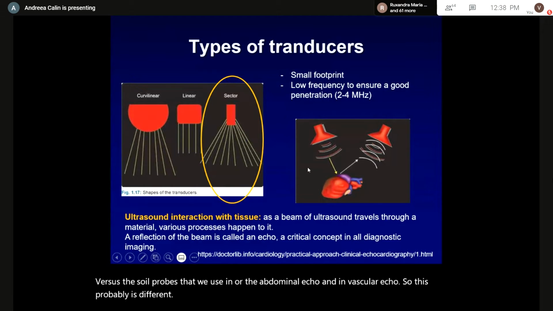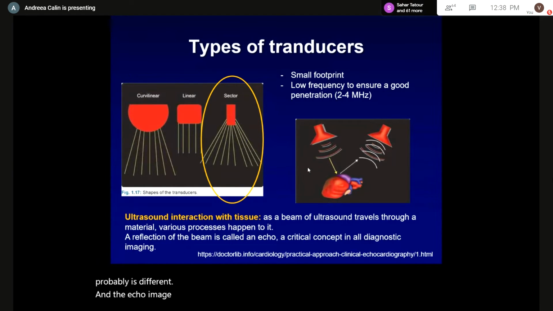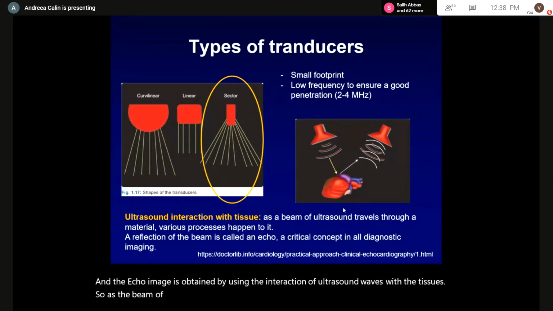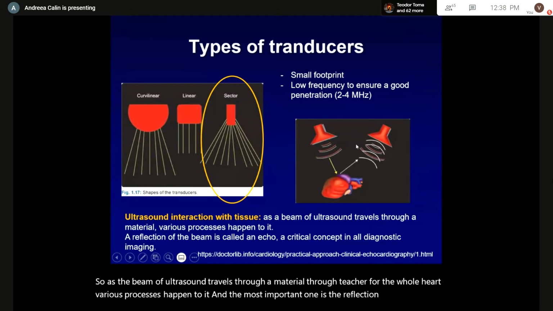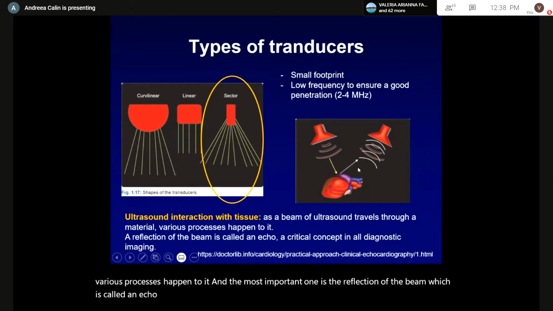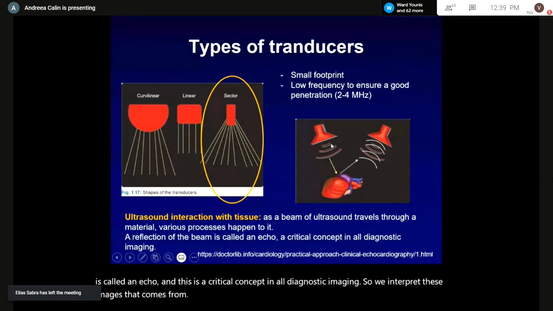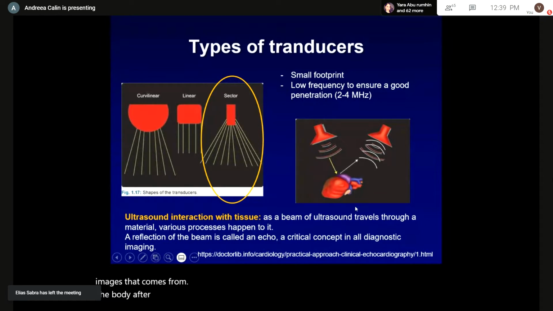And the echo image is obtained by using the interaction of ultrasound wave with the tissues. So as the beam of ultrasound travels through a material, through the tissue of the heart, various processes happen to it, and the most important one is the reflection of the beam, which is called an echo, and this is a critical concept in all diagnostic imaging. So we interpret these images that come from the body after the ultrasound wave penetrates it, and then it reflects back to the machine.